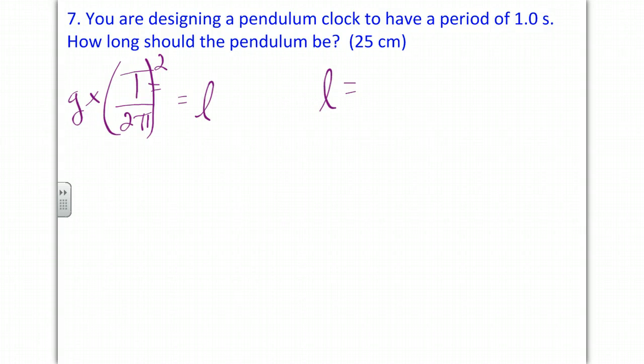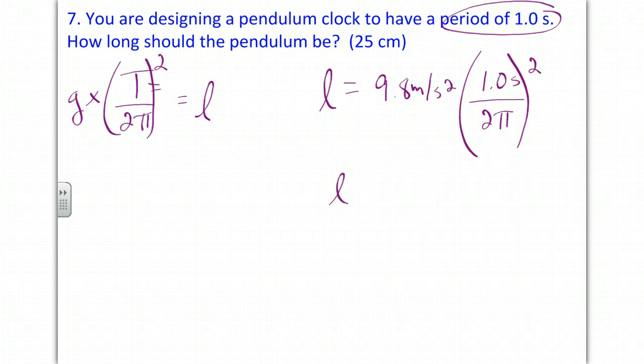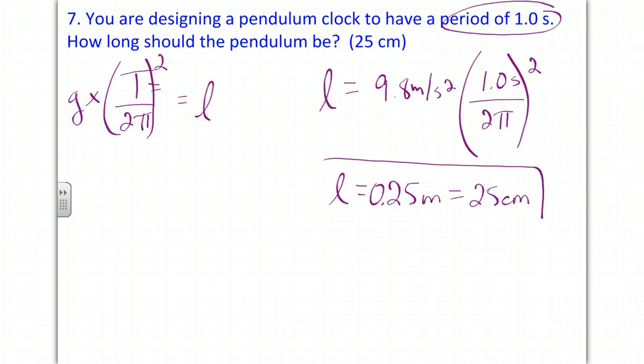So the length is going to equal the gravity, 9.8 meters per second squared, times the period, 1.0 seconds, divided by 2 pi, and we will square that value. And so my length for number 7 equals 0.25 meters, and your study guide is expressing it as centimeters, so 25 centimeters.